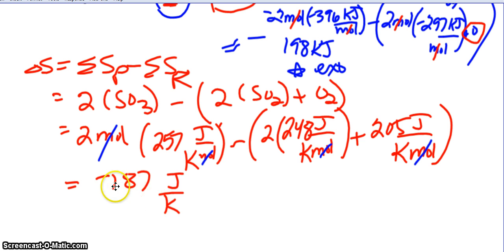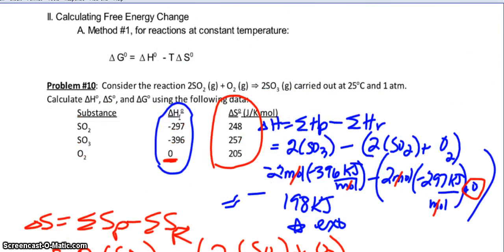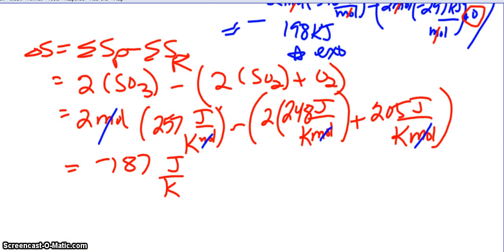What else do you notice? Delta S is a negative number, so it is becoming less disorderly. And does that make sense? Always go back and see if that makes sense. Yes, it does. We're going from 3 moles down to 2 moles of gases. Notice these are all gases. So delta S should, in fact, be a negative number.